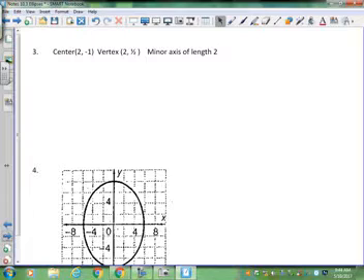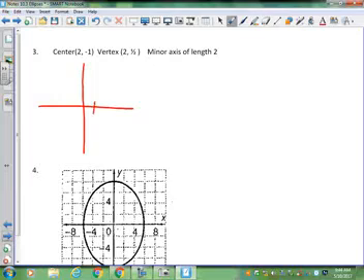In our third problem, they've given us some partial information. First, they told us the center. So I'm going to graph it since they gave me a vertex. So over 2, -1 is my center. Then they gave me the vertex is over 2, up a half.